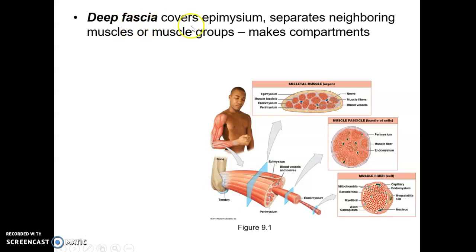The deep fascia covers the epimysium, and that's not shown here, but it would be connective tissue that surrounds the epimysium. The function of this is to separate neighboring muscles or muscle groups, kind of packaging for muscle groups, making compartments. For example, we have the anterior and posterior compartment in our arm and in our leg.